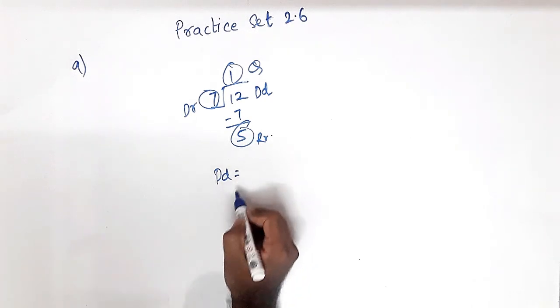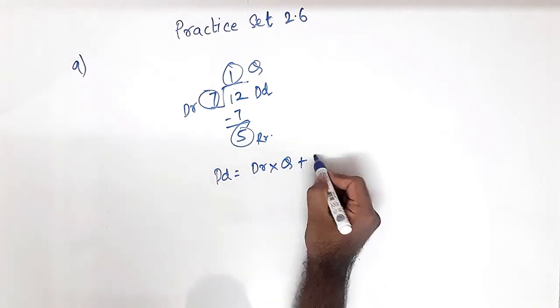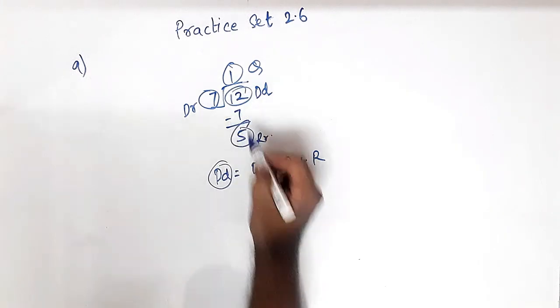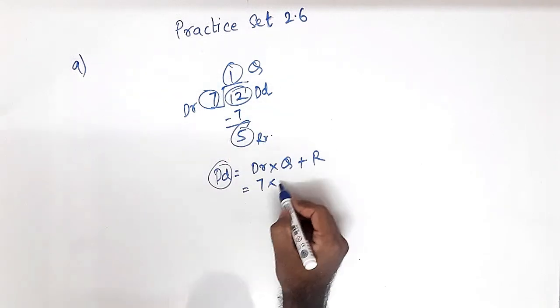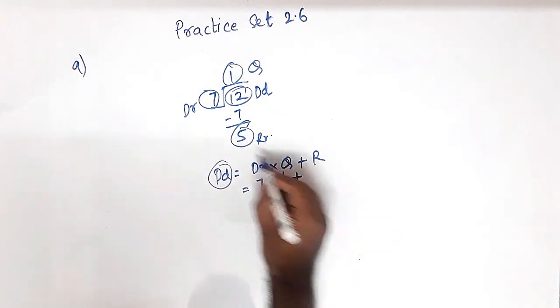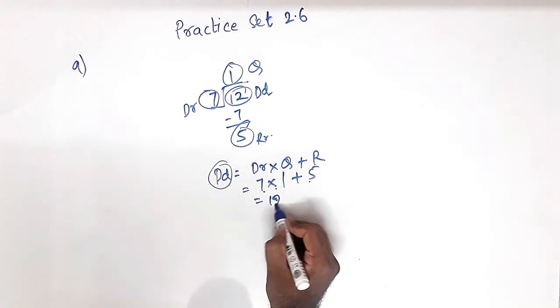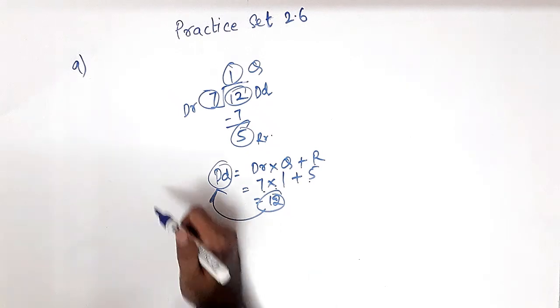Now very simple. If I want the dividend, dividend is divisor into quotient plus remainder. Let us see. Dividend is 12. Let us solve this. Divisor is 7, quotient is 1, plus remainder is 5. Are we getting 7 ones are 7 plus 5? Yes, we are getting 12. So remember this. On the basis of this we will be doing sum number 9.